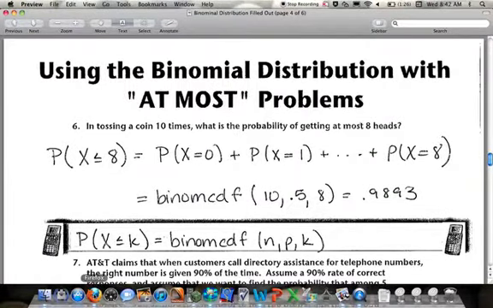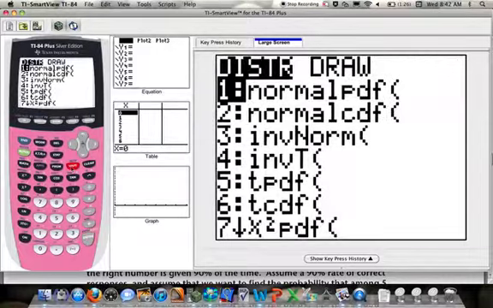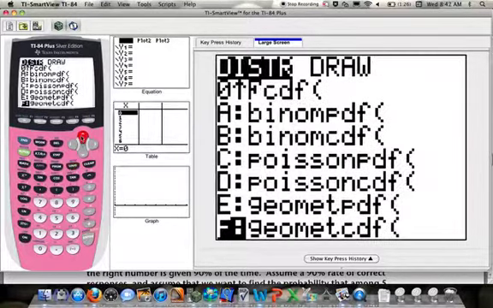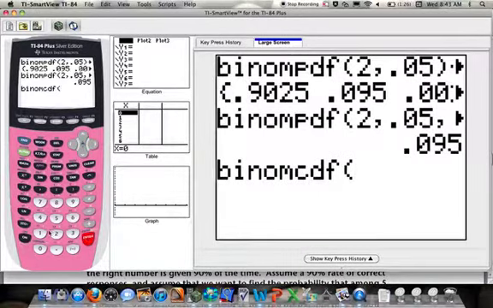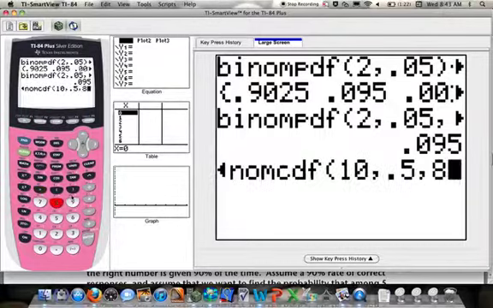So if I go to my calculator again, I go to second vars, I'm going to find that binomial CDF command now, and again, like I said, on these 84s, it looks like it's B. And I'm going to do 10, comma, 0.5, comma 8.